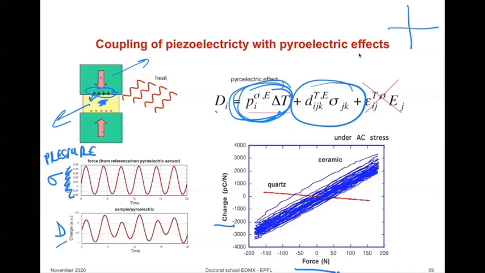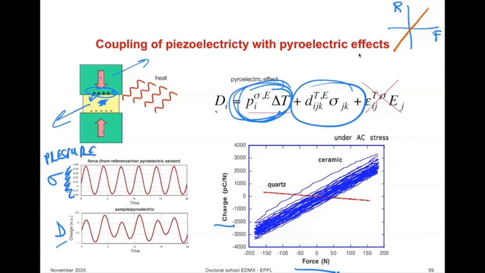Remember our definition of the piezoelectric effect: response as a function of the field should be a straight line. Here we see that, yeah, we have something straight, but it drifts with time. This actually goes up and down, and there is some hysteretic behavior. And that's because of this term, which is piezoelectricity. So you see the force doesn't change. Force is constant, but charge changes.